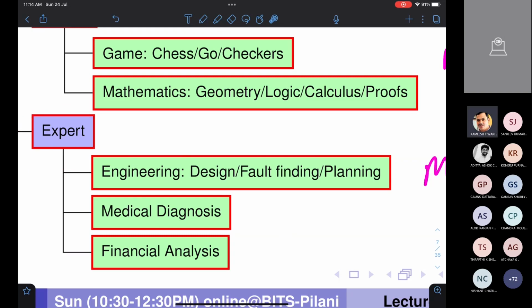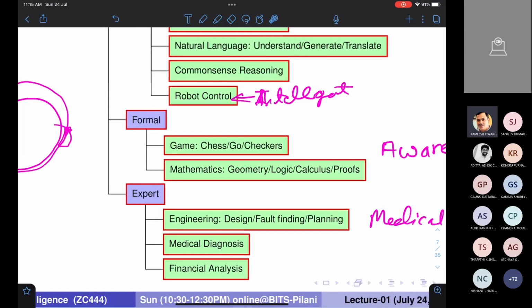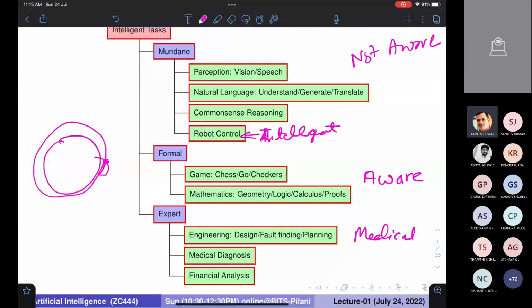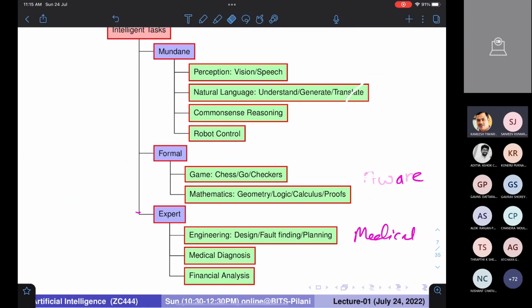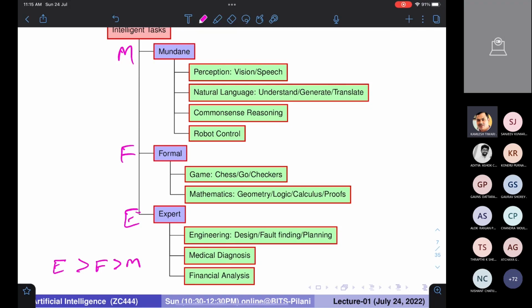Okay, got it. Now I have a question: can you tell me which is the most difficult out of the expert, formal and mundane? I say that this is M, this is F, and this is E. So what should be the difficulty order? I say that expert is more difficult than formal, then mundane. Is it right? Expert, formal, mundane.